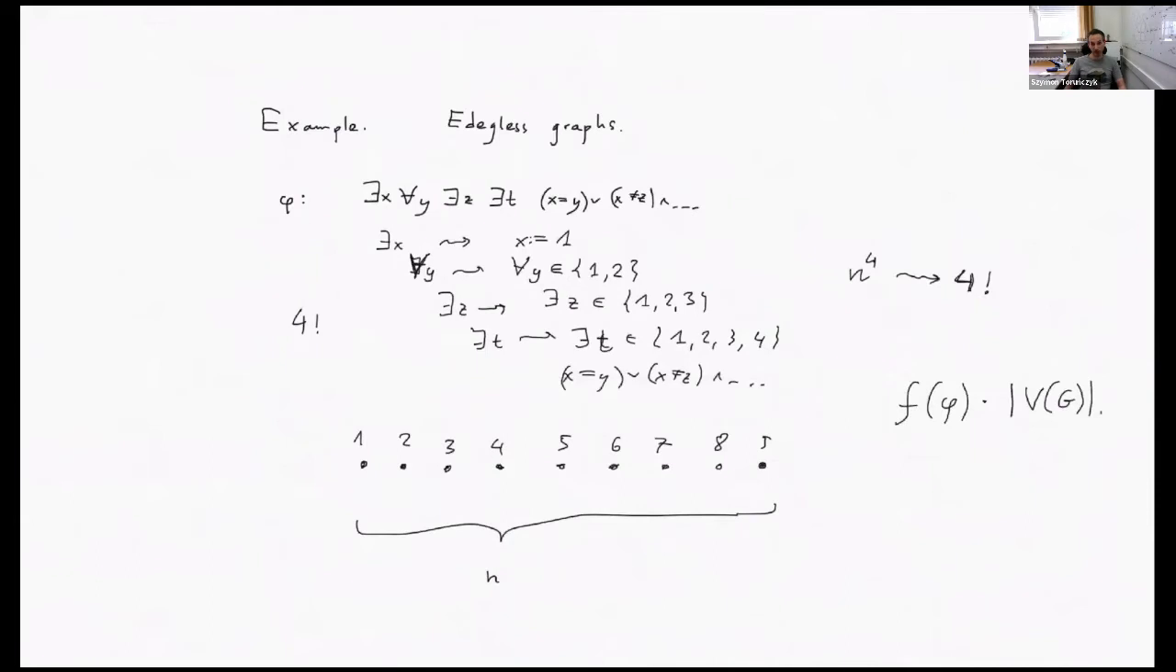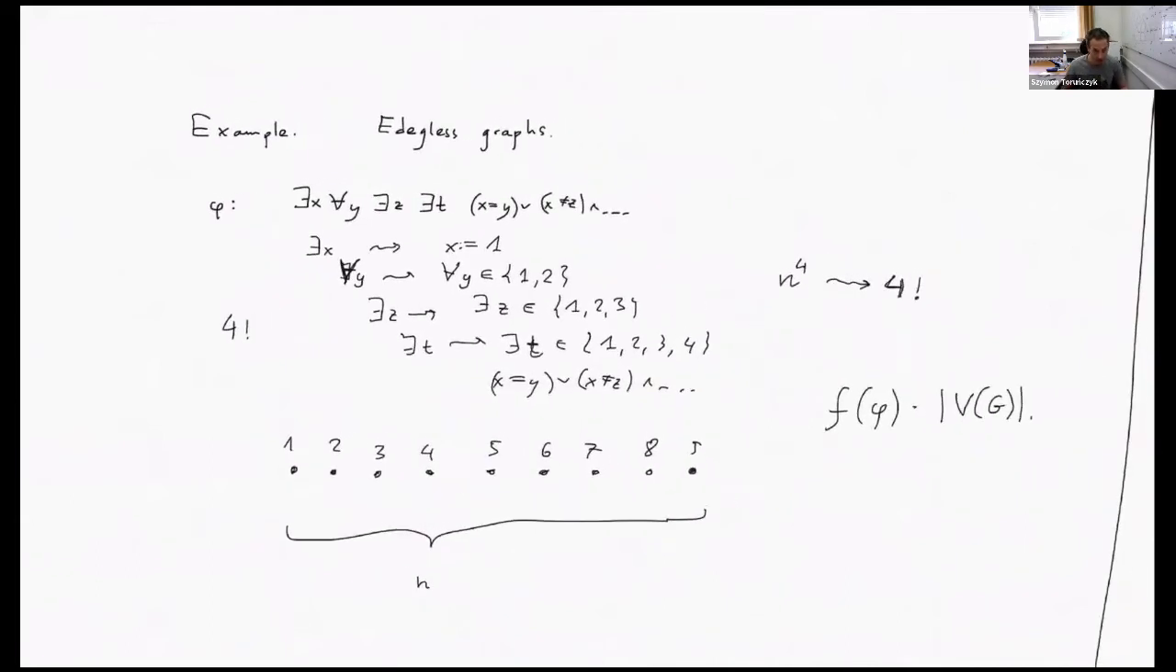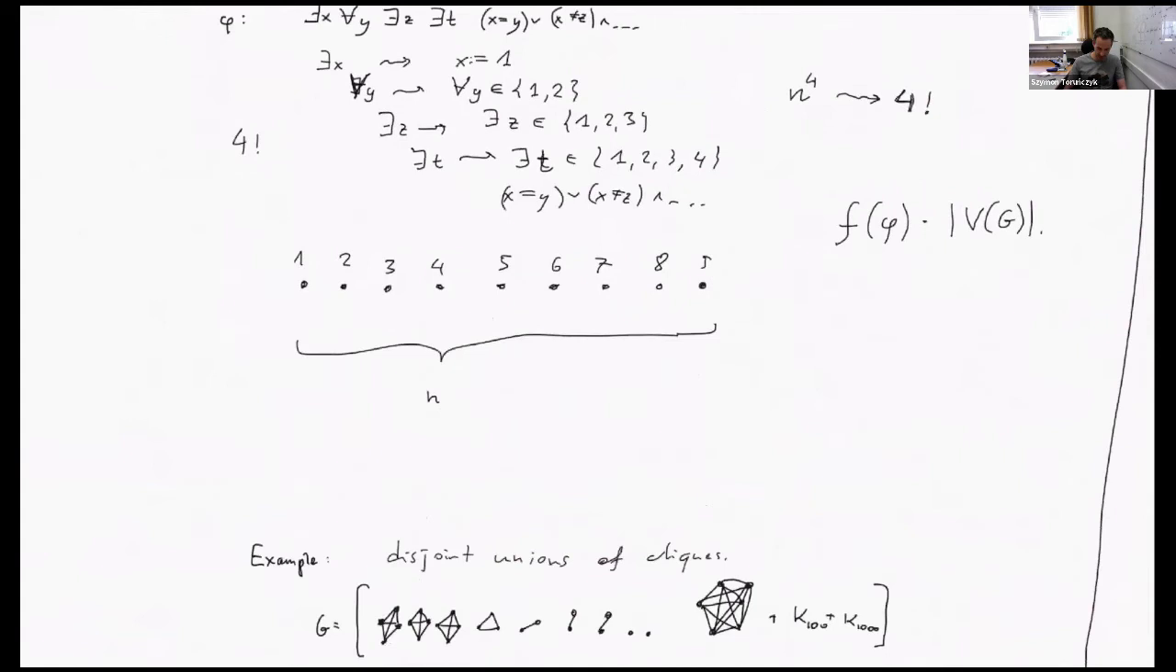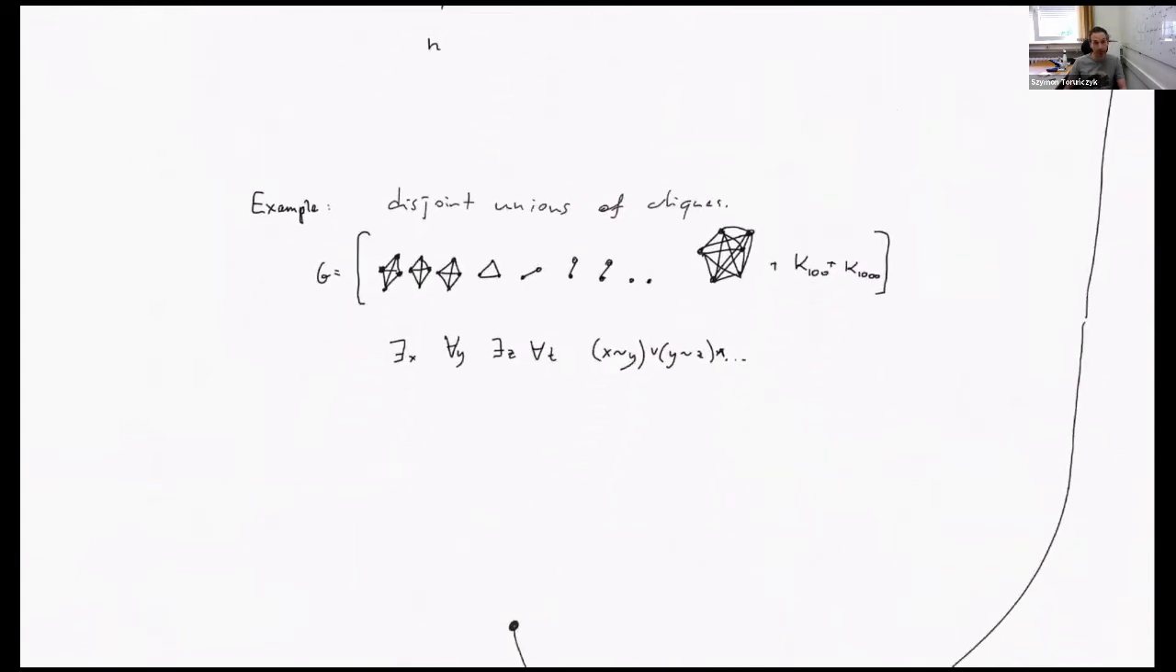Okay, so we just showed that for edgeless graphs, model checking is FPT. And this was, of course, a very trivial example. Let's move to a slightly more complicated example.